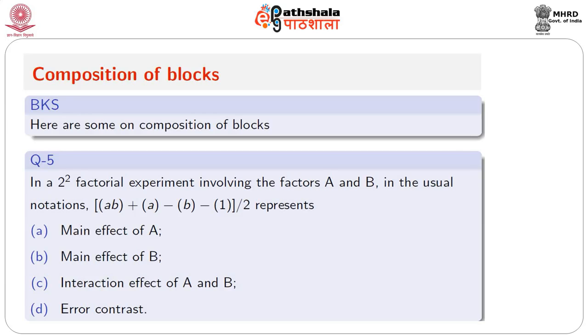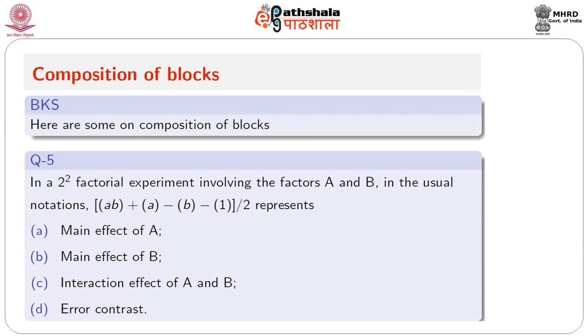Main effect of A is represented by (A - 1)(B + 1). For B, it is (A + 1)(B - 1). For AB, it is (A - 1)(B - 1). It's a pretty simple question. You write each of them and then find out the linear combination of all the 4 and you try to match the one that is coming up here. That is one way of doing.